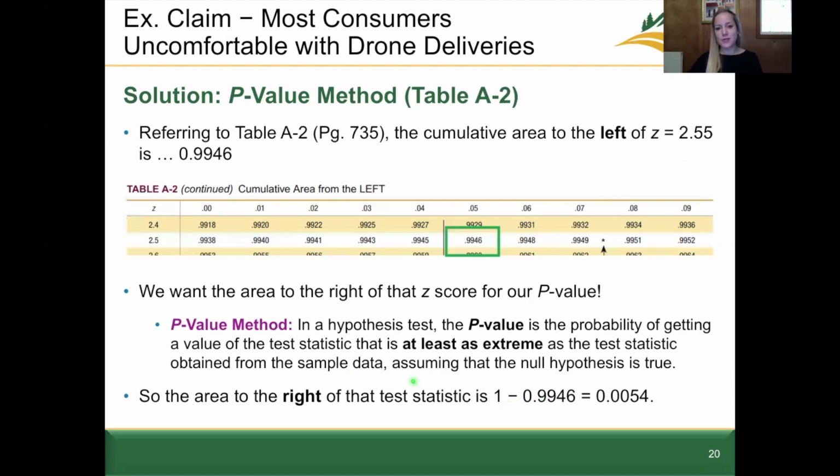0.9946. We did this in 8.1, but we actually got the same value here that we saw in 8.1. That makes sense though, right? Because in 8.1, we had the claim of majority, but here in 8.2, we have the claim of most. Majority and most actually lead to the same null and alternative hypotheses, so it makes sense here that we got the same p-value we saw in 8.1. So again, this was us using table A2 to get our p-value of 0.0054.